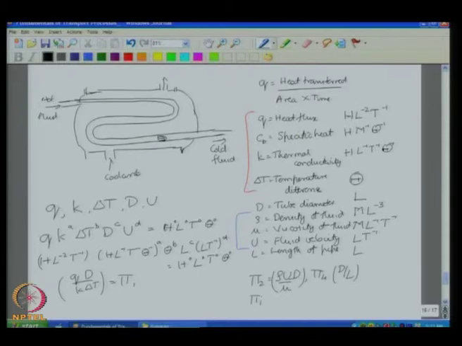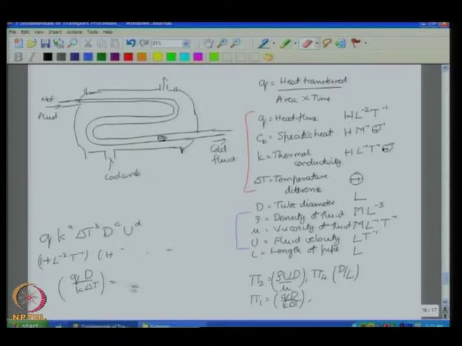We got the first one which is q d by k delta t. And there should be a 4th dimensionless group. Now, that 4th dimensionless group has to involve the specific heat, because the specific heat has not yet appeared in any of the dimensionless groups that we have used so far. Because the specific heat is an important quantity, that means that the 4th dimensionless group has to involve the specific heat in some way.